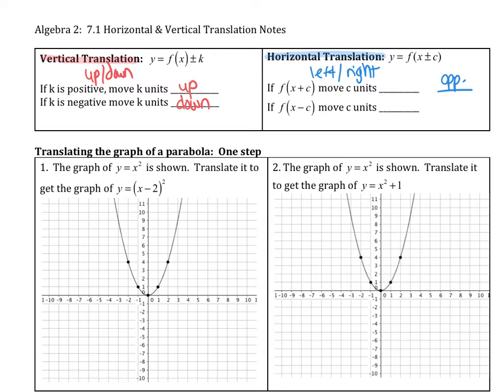Same with the horizontal translation, except remember, this is opposite thinking. Okay, so anything that's on the inside, like when we did absolute value graphs, instead of moving right when it's a plus C, you would actually move C units to the left, okay? And then when it's a minus C on the inside, you would move C units to the right. So that is opposite thinking. Okay, so let's look at our examples.